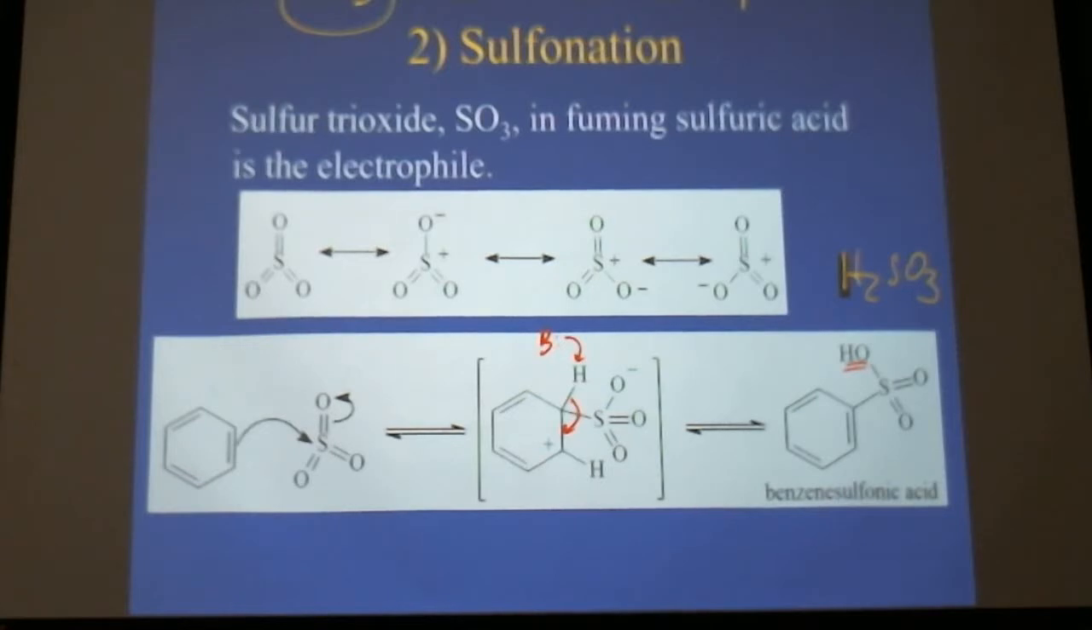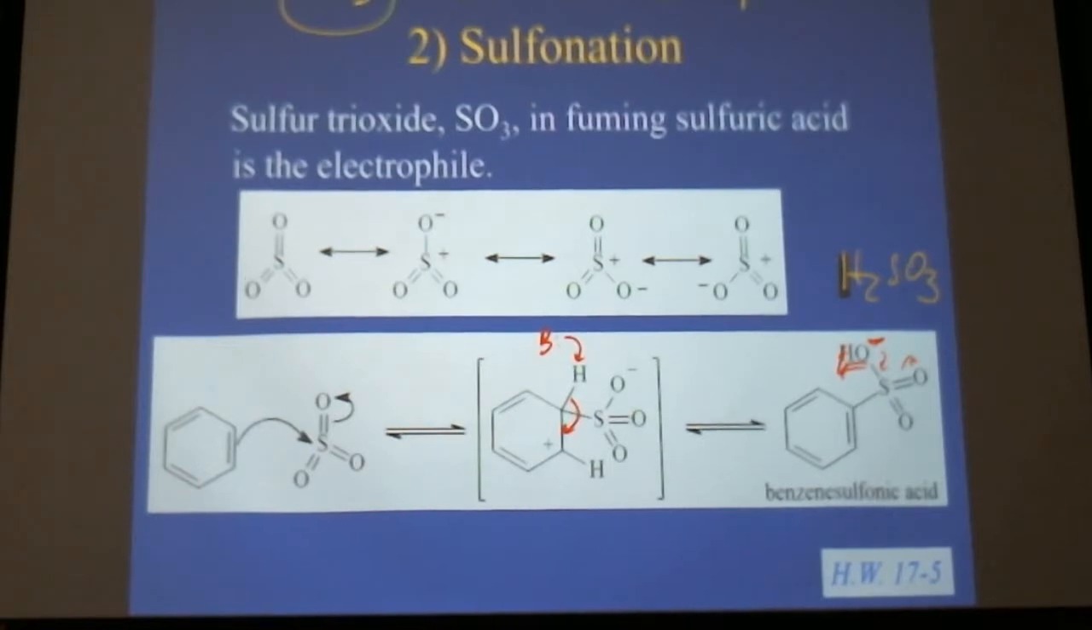Sulfonic acids are some of the strongest acids ever, stronger than sulfuric acid, because if you put a negative charge here, you not only have all of this stabilization, but you also have the benzene ring on the other side. So this is an extremely powerful acid.